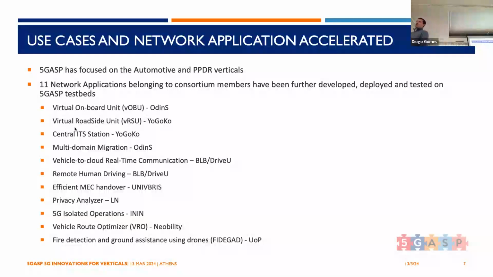So what did we deploy? Well, we had from the onset of the project 11 network applications. Contrary to other projects, and I'm not doing any judgment on that, we started the project with already existing network applications. So our partners are mostly SMEs. They already had some applications. And throughout the project, the goal was to accelerate those applications into network applications with a higher TRL.